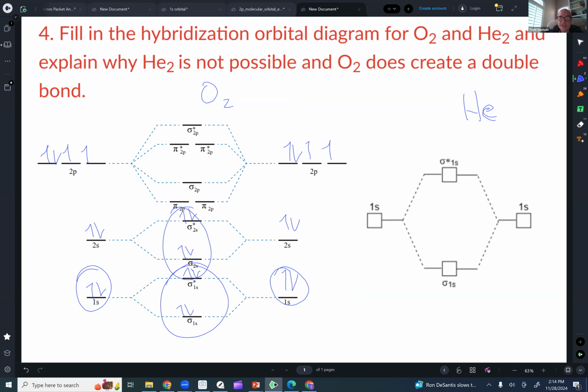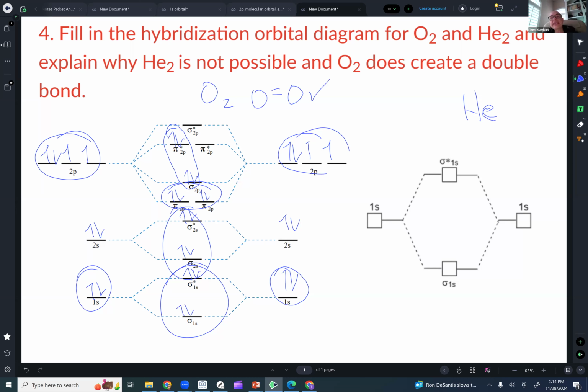Now we go from lowest to highest. We always fill lowest to highest, and we have a total of 8 electrons that we can put in here. 1, 2, 3, 4, 5, 6, 7, 8. Now, because there is going to be some of these 2 electrons that are going to push against those, what that tells us is I have a double bond that is in between the oxygen. This is going to occur.